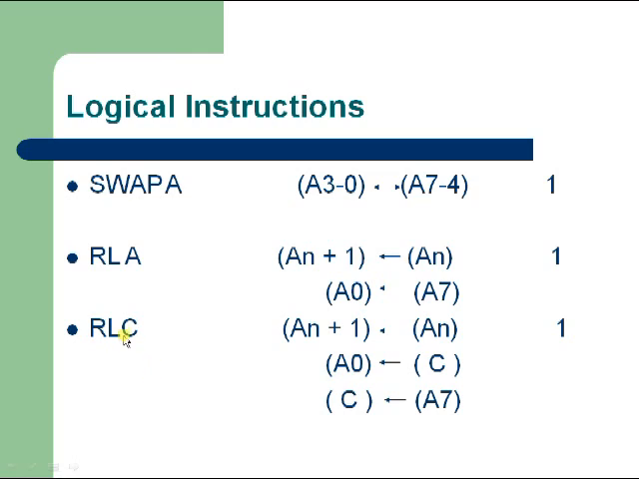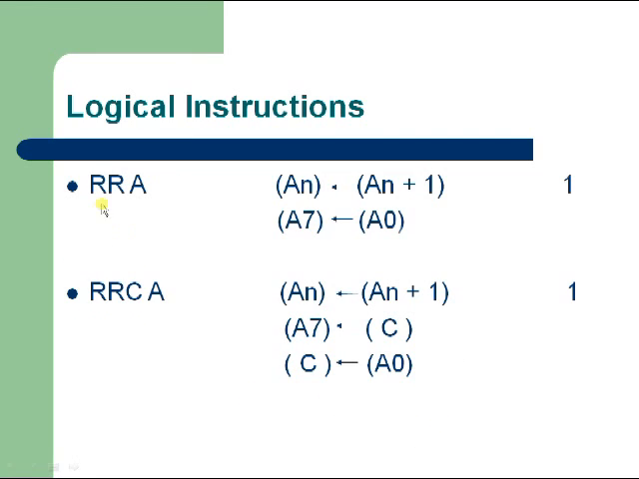And rotate left including the carry. So what happens here is An is shifted towards An plus 1, and carry is shifted into A0, and A7 is shifted into the carry flag. Okay, so here if n is 0, A0 is shifted to A1, carry is shifted to A0, and A7 is shifted to the carry. Now rotate right A is again similar to the left, but this time it operates in reverse form, that is An plus 1 is shifted to An, and A0 is copied or shifted to A7. Rotate right through carry, again it is including the carry flag.